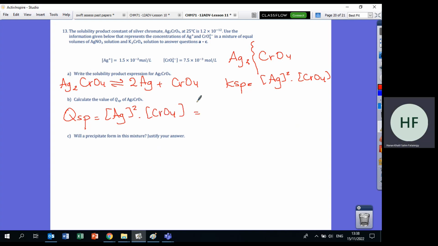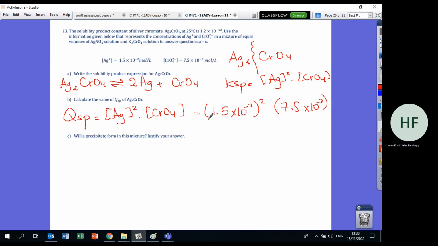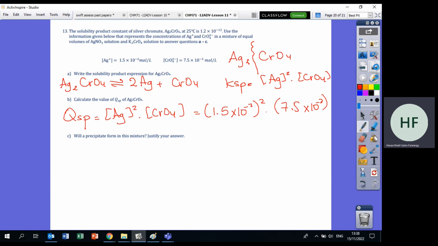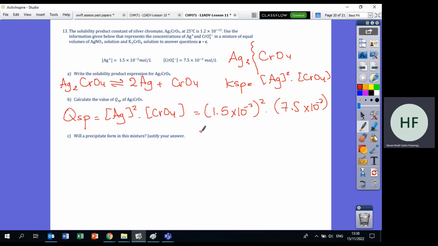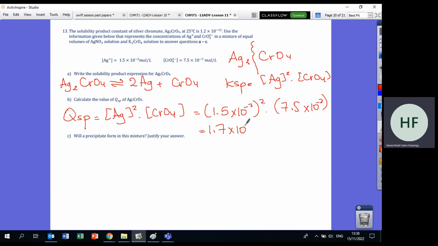Now Ag is 1.5 times 10 to the minus 2, squared, times 7.5 times 10 to the minus 3. You calculate QSP. Will a precipitate form? Let me see how much is QSP. QSP will be 1.7 times 10 to the minus 6.